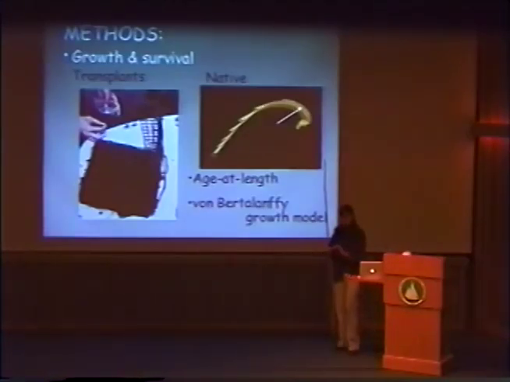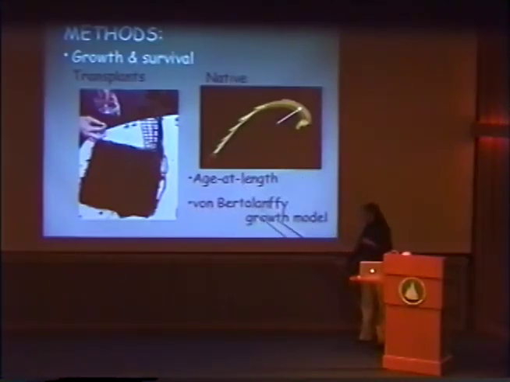I don't know if you guys can all see this. This is an example of one of the shells that I sliced right down the center. What we did was look at the rings inside the shell, because these animals lay down rings that are not at all unlike the rings on a tree, and you can age them very similarly by counting the rings. So we used that to determine relationships between the length of the animal and their age.